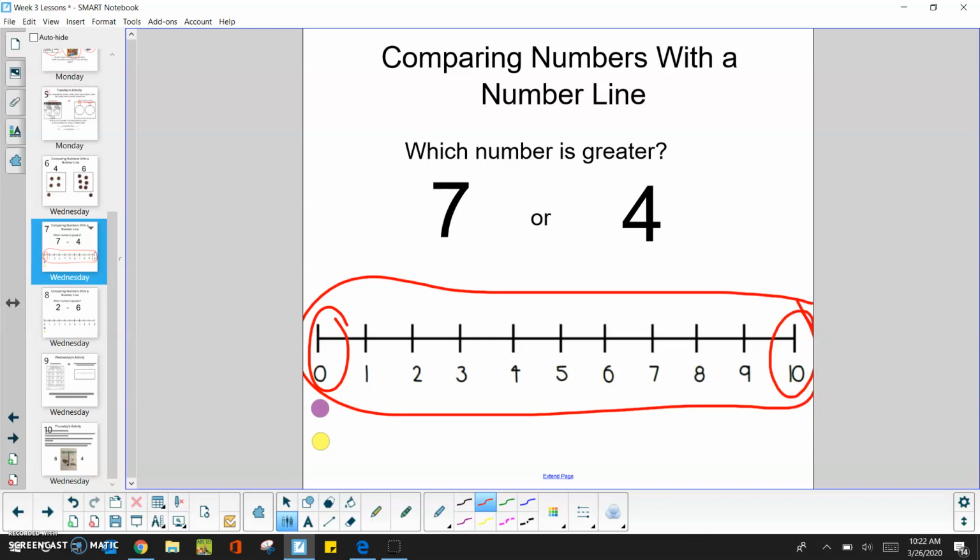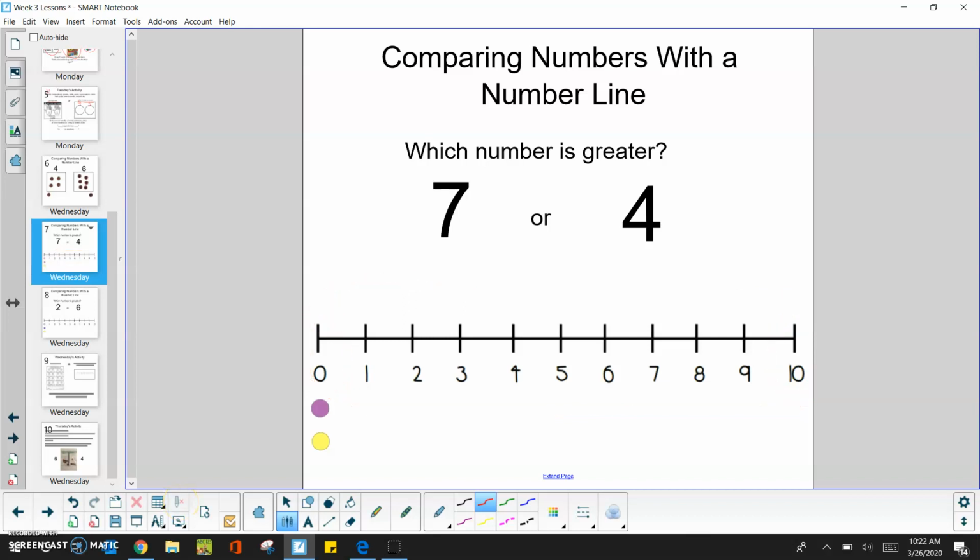So when we're looking at comparing numbers on a number line, we're thinking, is it closer to 0 or is it closer to 10? So we're going to use our little dots on our number line to help us visualize that. So we're going to use our purple dot for the 7 and our yellow dot for the 4. So our question asks us, which number is greater? So what we're going to do is take our purple dot and move it onto the 7.